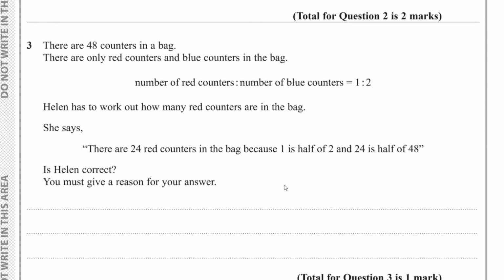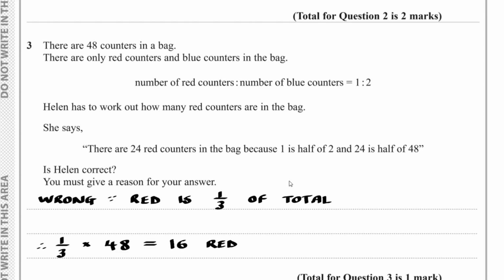Well, we've got this ratio 1 to 2. We need to split the total 48 in this ratio 1 to 2. So what we have to do is divide the 48 by the 1 plus 2. We have to divide 48 by 3. So she's wrong because red is a third of the total, and if I work out a third of 48 we get 16, so 16 is red.